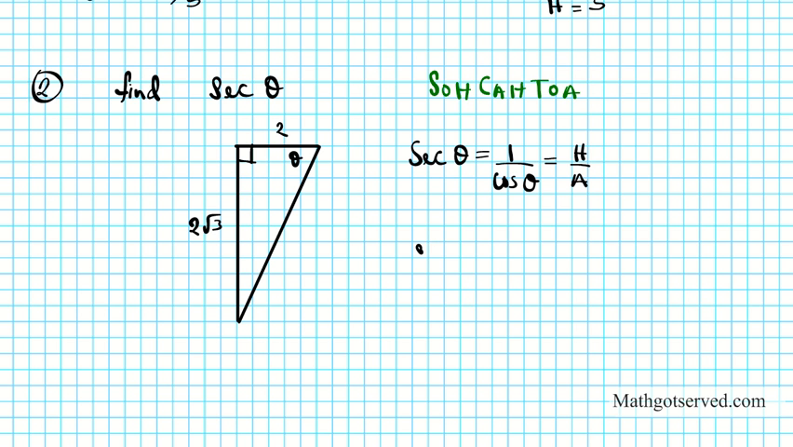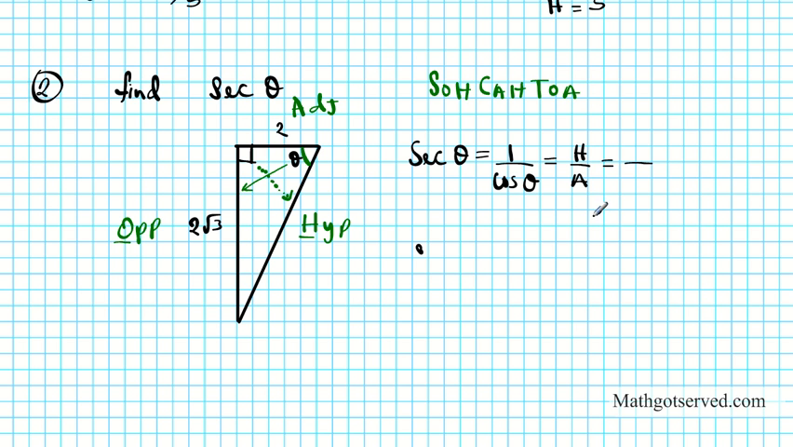So since secant theta is h over a, I need to figure out the hypotenuse and adjacent. So this is my reference angle right here. The side opposite the reference angle is your opposite. Don't forget that the side opposite your 90-degree angle is always the longest side because 90 degrees is the biggest angle. So that's your hypotenuse, and the other side is your adjacent. All right, so secant is hypotenuse over adjacent.